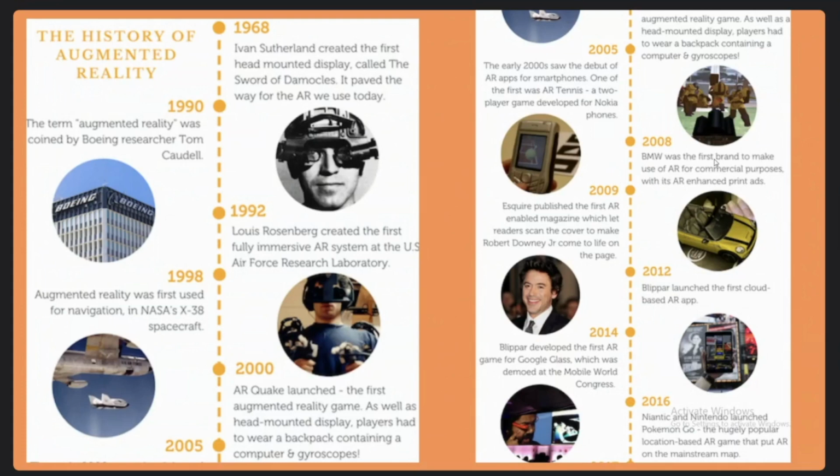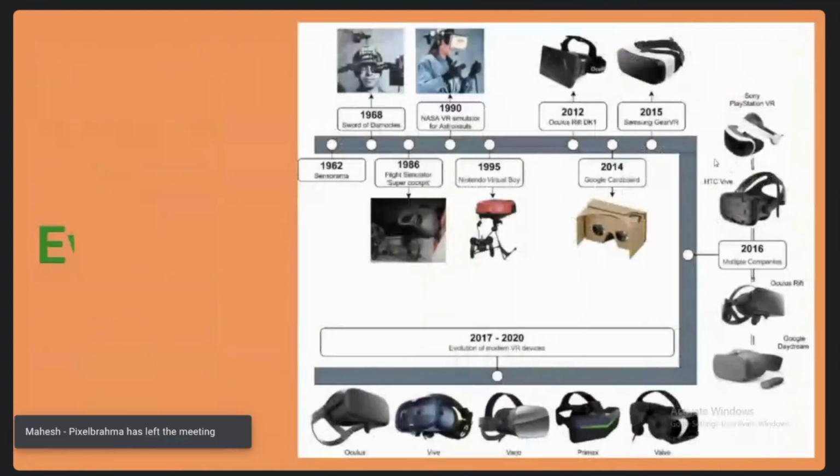In 1992 and 1998, NASA used AR in navigation, and in 2000 a game was introduced over augmented reality. In 2008 BMW introduced it, and in 2018 ARCore, which is the SDK by Google, was introduced. Now we have a much broader area for augmented reality, which we will understand in the next slides.